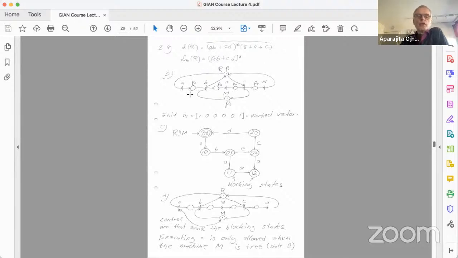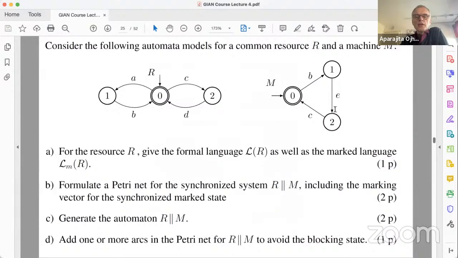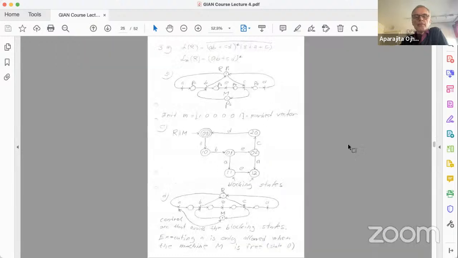So now we should generate the automaton, the Petri net, for this system. And well, maybe it looks a bit more complicated than we expected, but let's take a look once again at first the machine, which was B, E, and back to C. And that we can see here, B, E, C, and then back to B again. You could say that this is the initial and marked state.